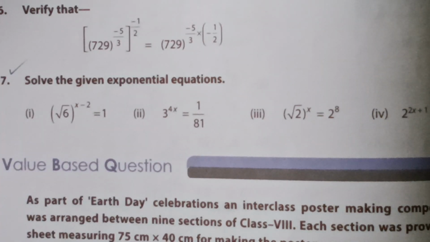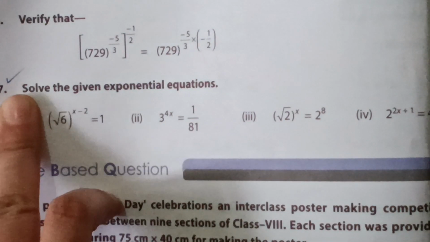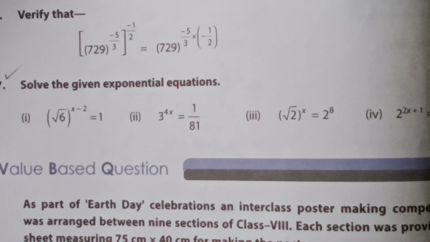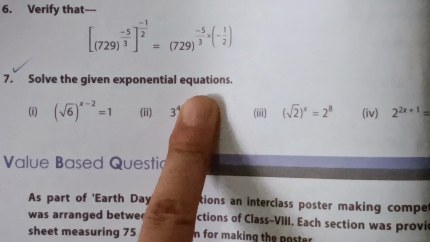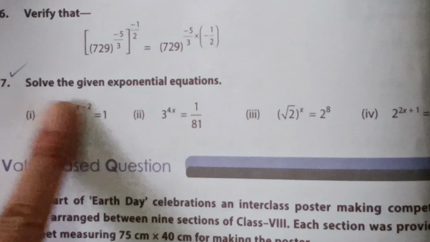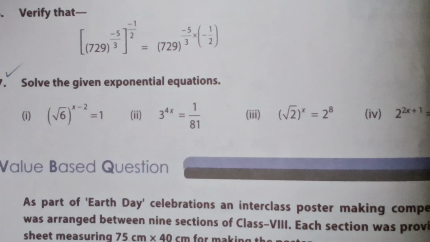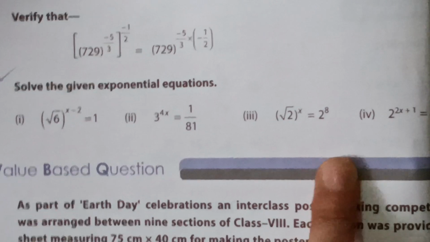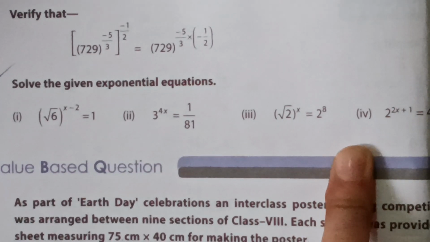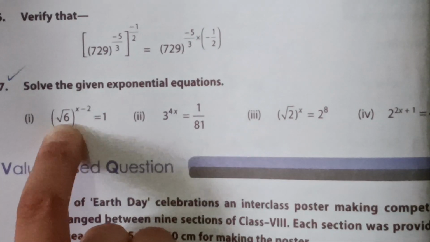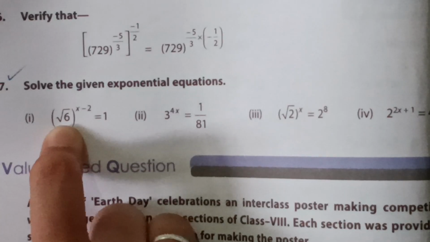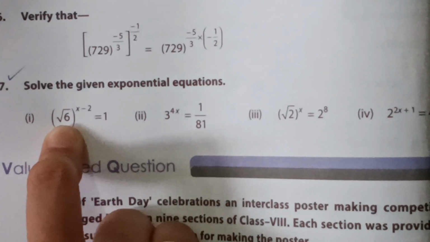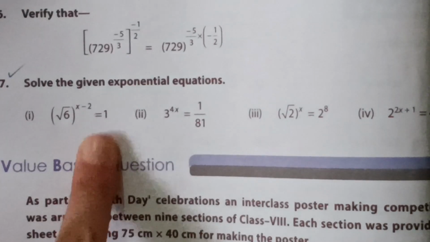So today we will do question number 7. Solve the given exponential equation. This question has 4 parts, so we can solve them one by one. Our first part is (under root 6) raised to power x minus 2 is equal to 1.